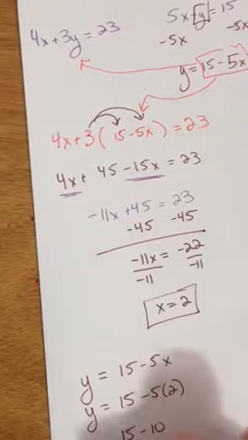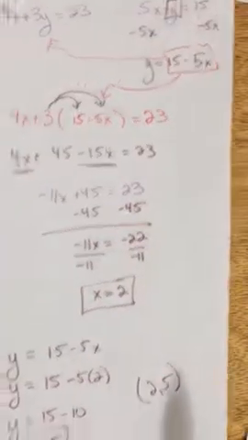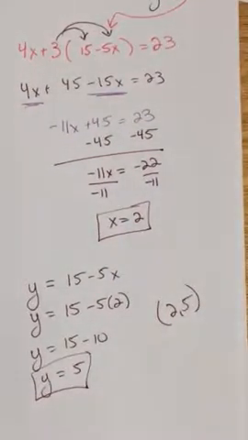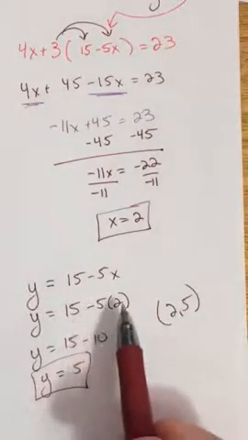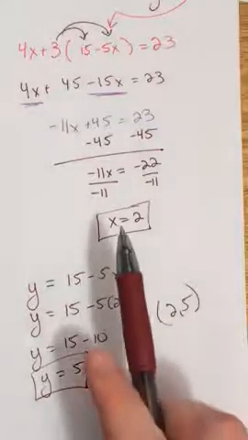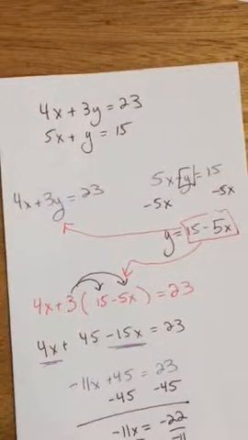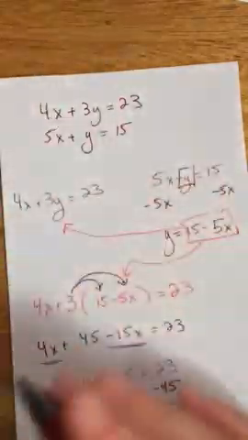So y equals 5. So if you like to put it in a point, that's where the two lines, oops, I'm sorry, you guys can't see that. So I plugged in 2. 5 times 2 is 10. 15 minus 10 is 5. So my point is (2, 5). So that is the solution to the two equations. That's where the two lines would intersect in a graph.